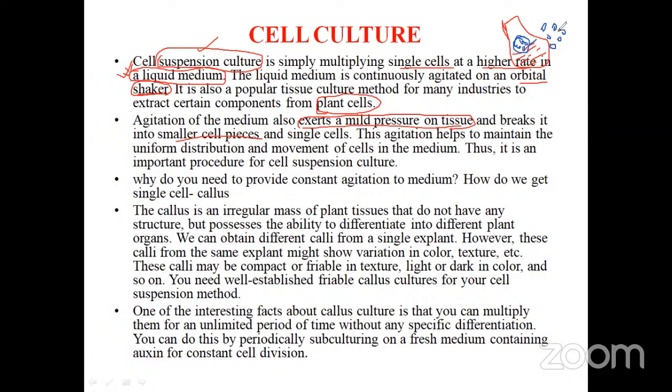Separated individual cells. As I already told you in the first line, single cells multiply at a higher rate. So from the callus, single cells develop at a higher rate. It breaks into smaller cell pieces and single cells. This is to maintain the uniform distribution and movement of the cells in the medium. Later, due to the shaking, all these cells spread through the entire medium.